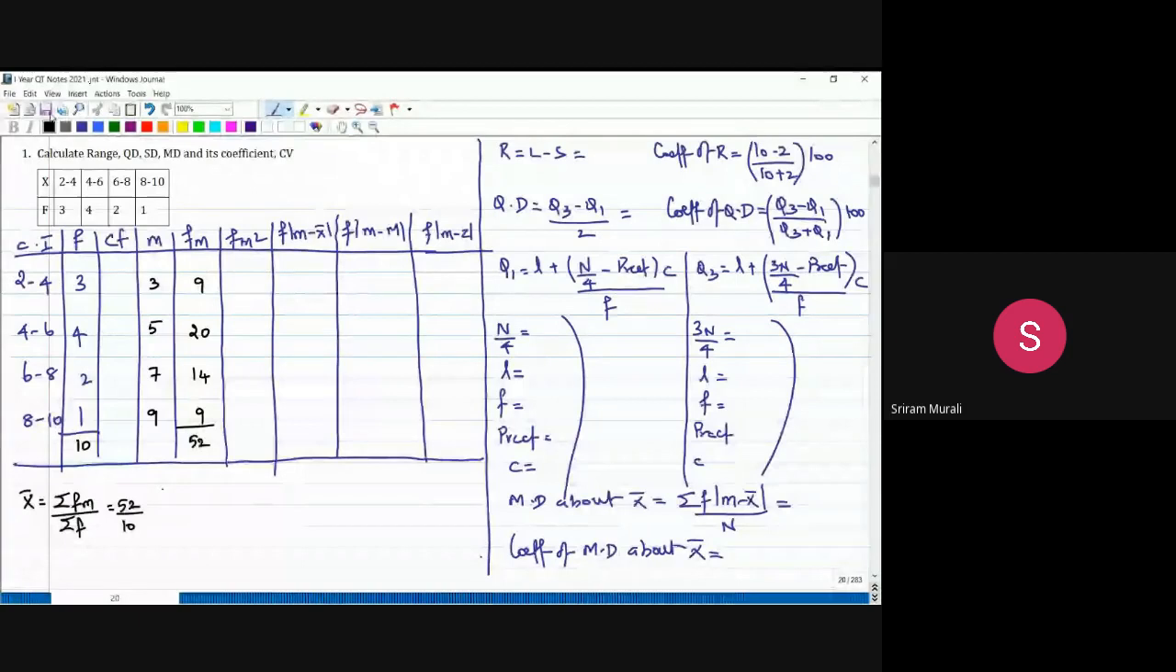Have you understood how I computed the arithmetic mean? Sir, how did you calculate m alone? It is the mid value of the class interval. What is the mid value of 2 to 4? 3. Mid value of 4 to 6 is 5. Mid value of 6 to 8 is 7. Mid value of 8 to 10 is 9.